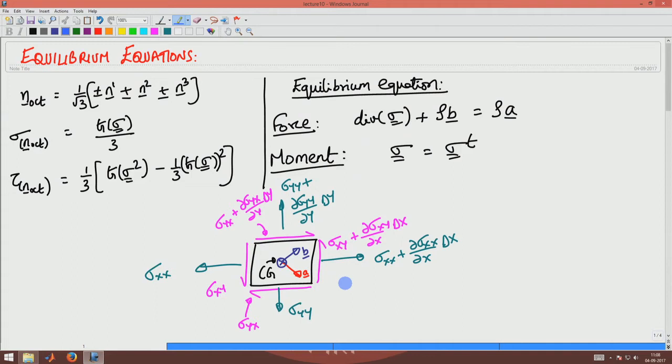And if b were to be the body force acting at the CG with components Bx and By, and acceleration were to be acting like this with components Ax and Ay in the chosen coordinate system, then we saw that the force equilibrium requires that divergence of sigma plus rho b equals rho a, and the moment equilibrium requires sigma equal to sigma transpose.